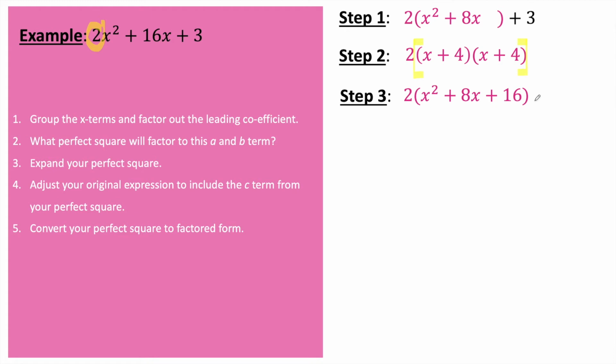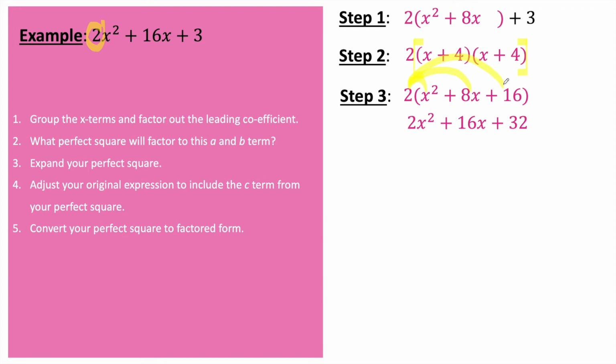Step 3 asks us to expand our perfect square, and we're almost finished. I factored x plus 4 times x plus 4. I'm just going to redistribute my 2 for 2x squared plus 16x plus 32. I multiplied each term by 2.